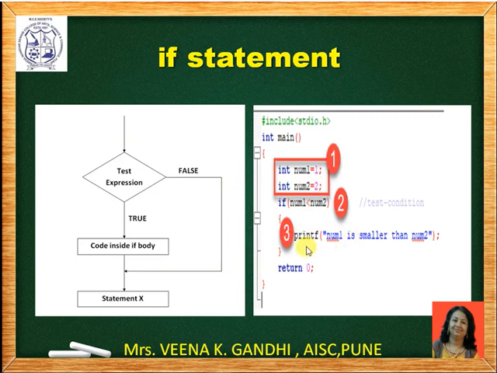It will print number 1 is smaller than number 2. Suppose num1 is 5 and num2 is 2, then the condition will fail and control will come to the return 0.